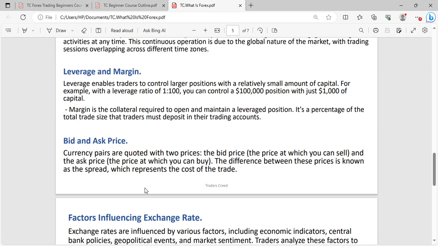So in currency trading we have the bid and ask price. The ask price is basically the price at which the seller would like to sell. The buyer is asking the seller, okay, what's your ask? How much are you asking to sell this currency? So the difference between the price of the buyer and the seller is what they call spread.